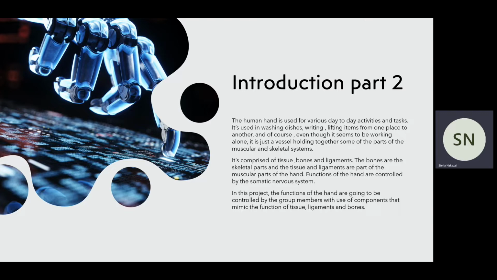Functions of the hand are controlled by the somatic nervous system. In this project, the functions of the hand are going to be controlled by the group members with use of the components that mimic the function of tissue, ligaments, and bones.